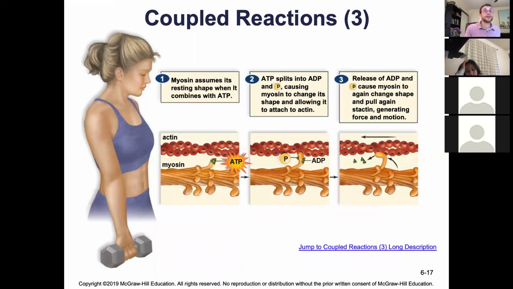When it attaches on and it releases the ADP, it actually will change the myosin head again. And when it changes the head, it kind of folds over, and when it folds over, it pulls on that actin. And when it pulls on that actin, it generates force and motion. And that's what actually moves a muscle. So it's those three little things happening.